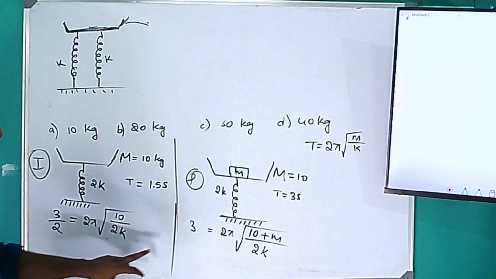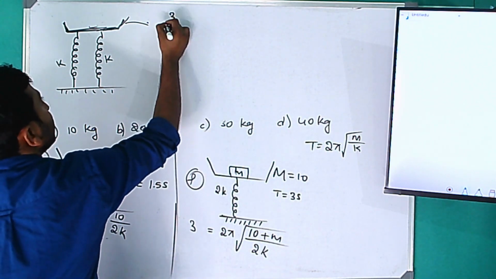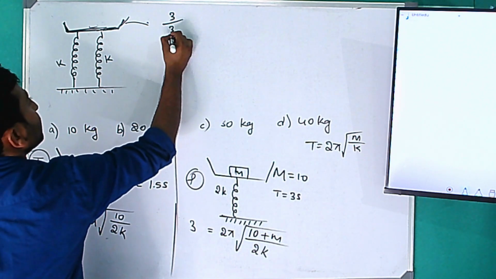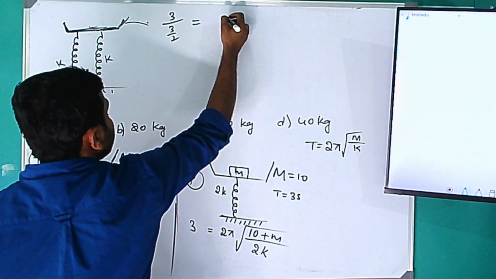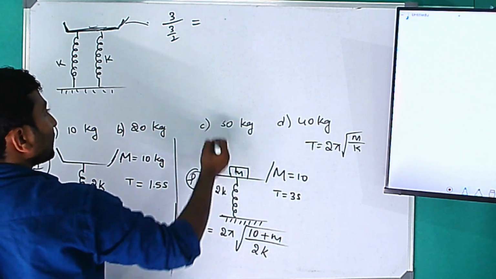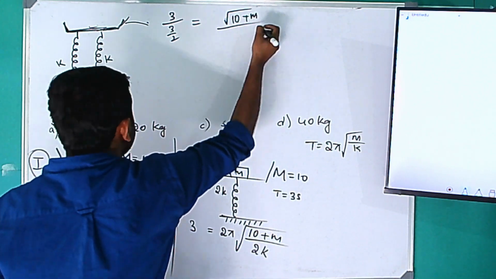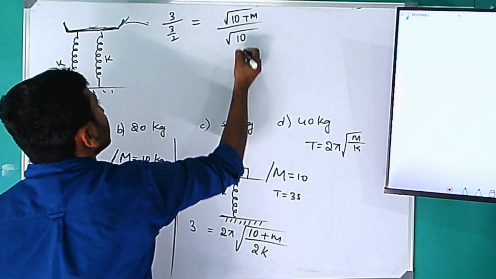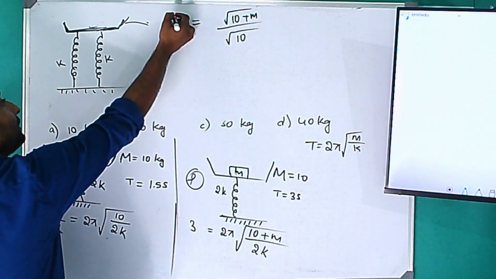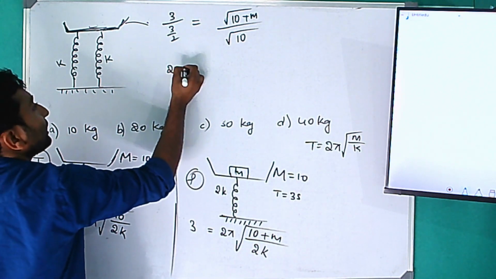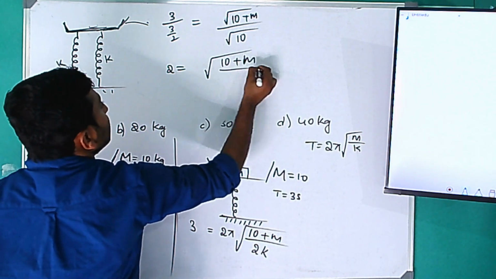So let me call this as equation 1. This is equation number 2. Equation 2 divided by equation 1: 3 divided by 2 is equals to 2 pi cancel ಆಗುತ್ತೆ. Square root of k, 2k cancel ಆಗುತ್ತೆ. Remaining thing is square root of 10 plus small m divided by square root of 10. So that's all you are remaining with. So 2 pi cancel ಆಗುತ್ತೆ. Again 3 cancel ಆಗುತ್ತೆ, 2 numerator ಗೆ ಬರುತ್ತೆ. That is square root of 10 plus small m divided by 10.